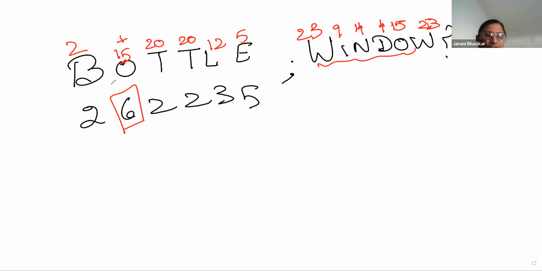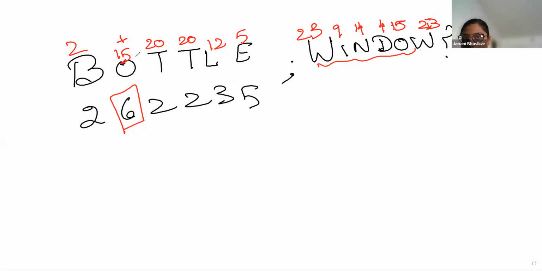Okay, Anya, I will explain. I have just written the place value of all the letters given here. Now what I'm doing is, O's place value is 15, right? Since the place value has got 2 digits, I am making it into 1 digit.